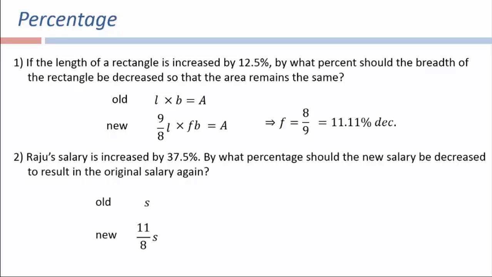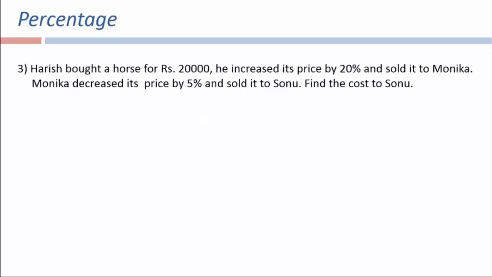Now what percent should the new salary be decreased to result in the original salary again? So if I want 11 by 8S to become S again, I have to multiply a fraction of 8 by 11 to it. Now what does 8 by 11 mean? 8 by 11 simply means a decrease of 3 by 11. So 3 by 11 simply means a percentage change of 27.27%. The fraction equivalence of 9.09% is 1 by 11. So 3 by 11 would mean a percentage decrease of 27.27%.